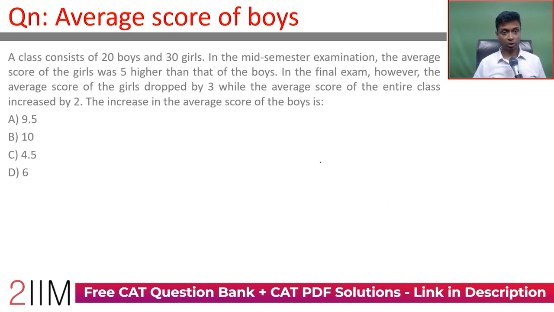A class consists of 20 boys and 30 girls. In the mid-semester examination, the average score of the girls was 5 higher than that of the boys. Fine.